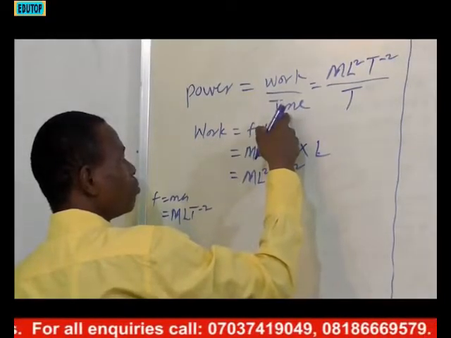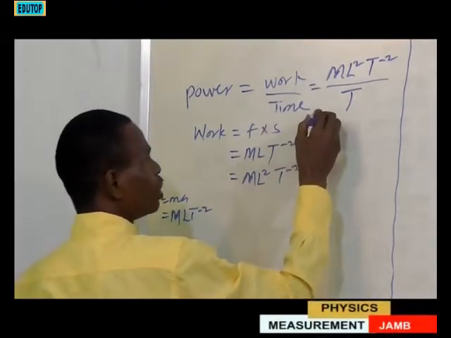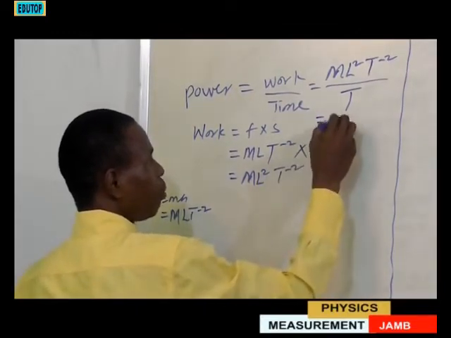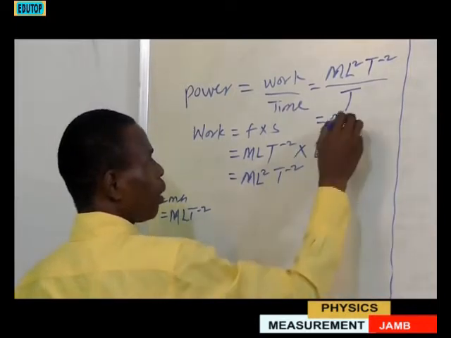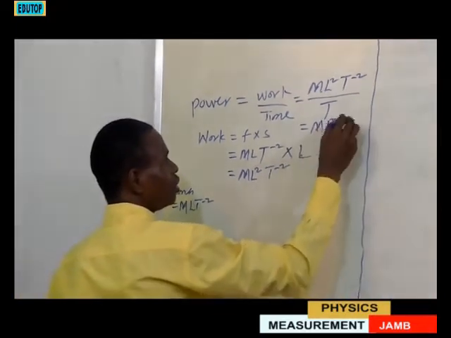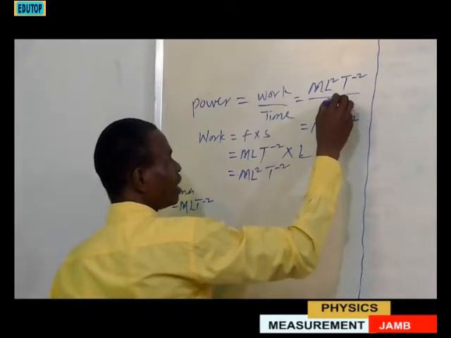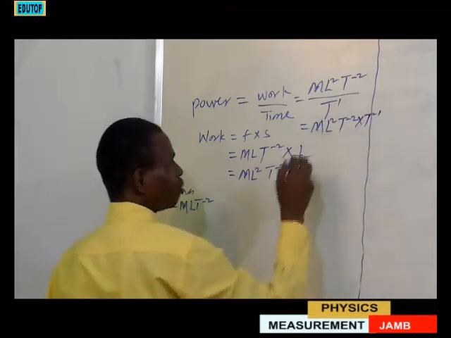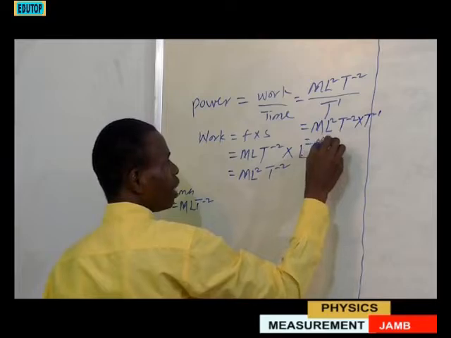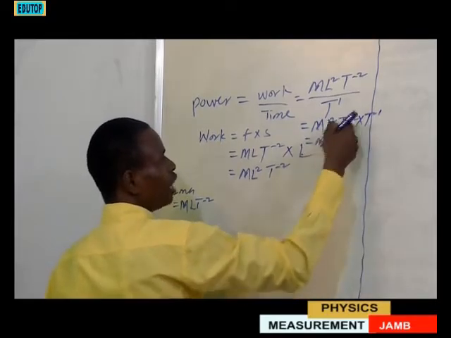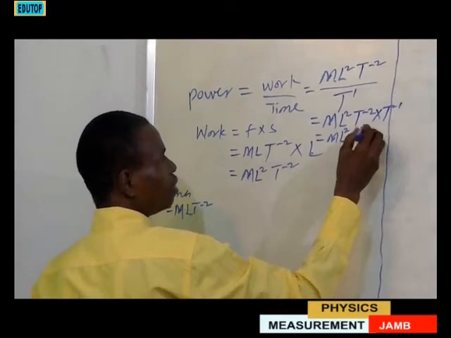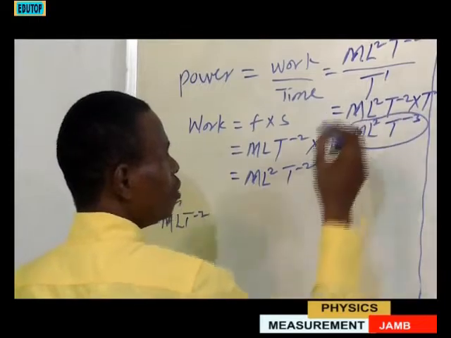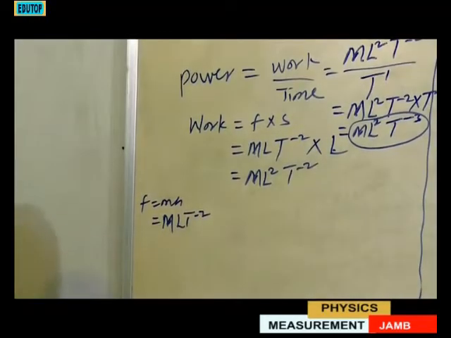Of time is capital T. So let's put it together. This will now be equal to M, capital M, L squared, T raised to the power minus 2. This one is raised to the power 1. Take it up times T raised to the power minus 1. Write it together. M, L raised to the power 2. This and this will become T raised to the power minus 3. So this expression now is a dimension of power.